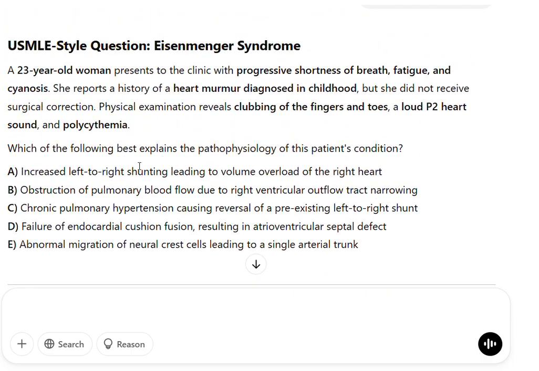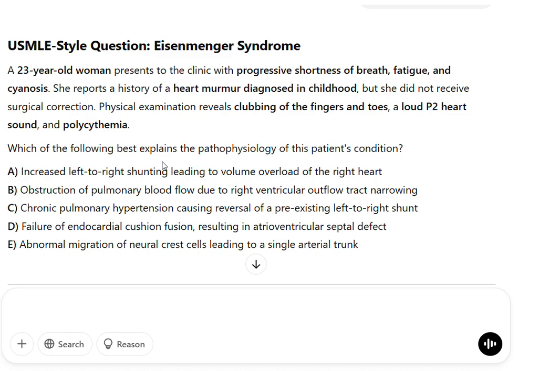USMLE style question: Eisenmenger syndrome. A 23-year-old woman presents to the clinic with progressive shortness of breath, fatigue, and cyanosis. She reports a history of a heart murmur diagnosed in childhood, but she did not receive surgical correction. Physical examination reveals clubbing of the fingers and toes, a loud P2 heart sound, and polycythemia.